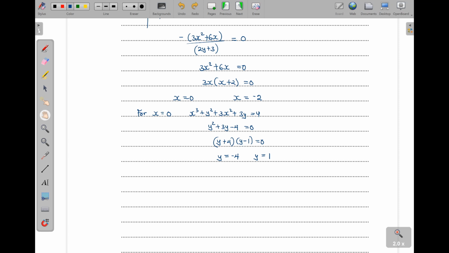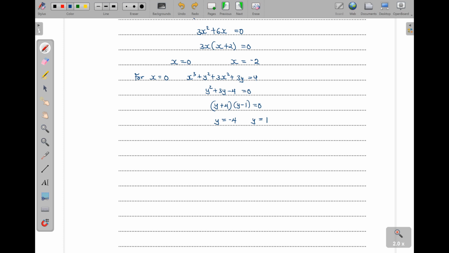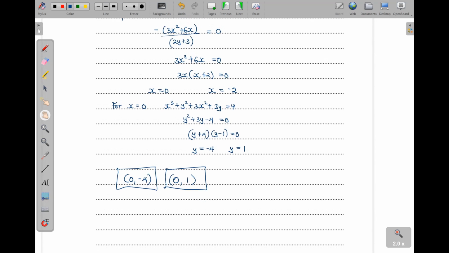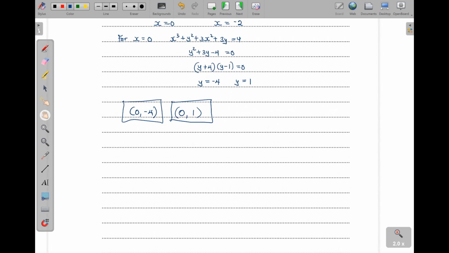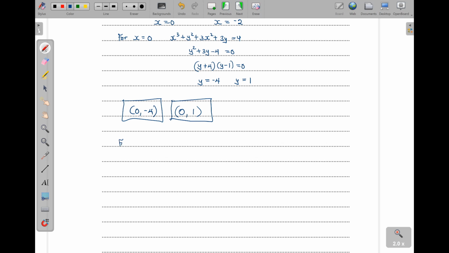So what does this mean? We are having the coordinates. If x is 0, then y is negative 4. There is also x being 0, and then y is 1. So here I have these 2 points. Okay. Then we also have another point here. For x equal to negative 2, what do we get? Okay, so for x equal to negative 2, we are going to substitute here.